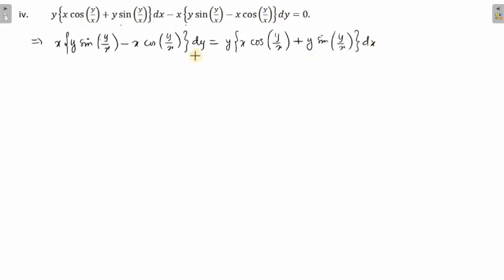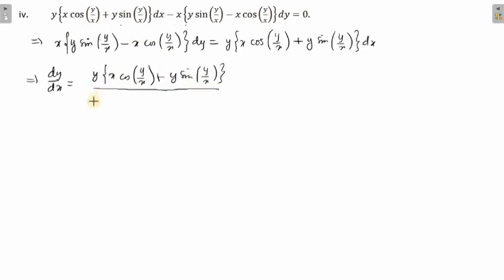Now bring this dx out here and take this to the denominator. So you get dy by dx equals y x cos y by x plus y sin y by x, divided by, everything goes to the denominator, x y sin y by x minus x cos y by x. So that's what you are going to get. It's in the form of y by x, so no need to worry.